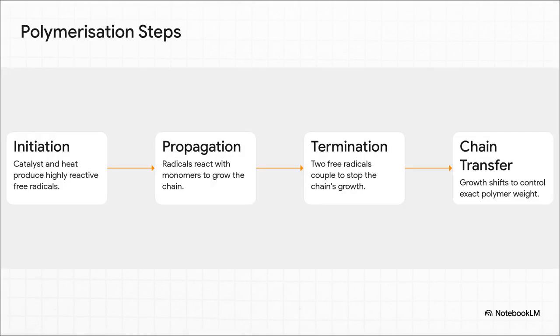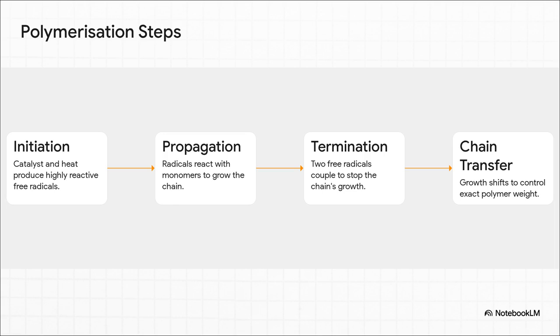Which brings us perfectly to one of the most important organic reactions in the modern world, polymerization. This is how single molecules, called monomers, link together into massive, long-chain molecules or polymers. It happens in this highly sequential, really fascinating process. Step 1 is initiation. Imagine this as striking a match. A catalyst and heat produce highly reactive free radicals.